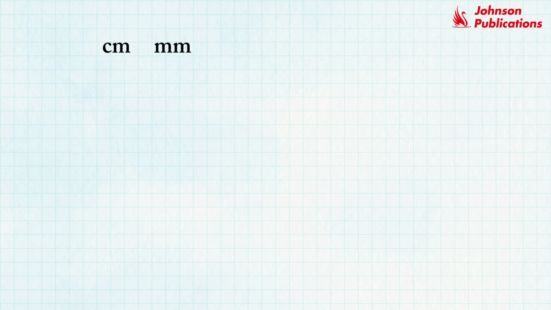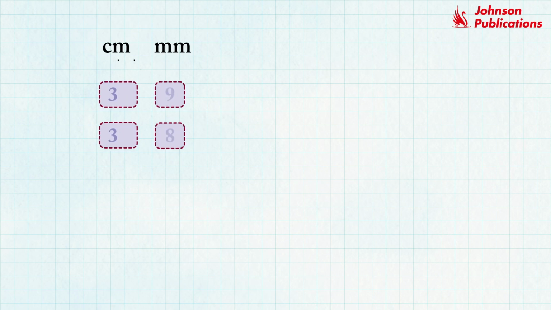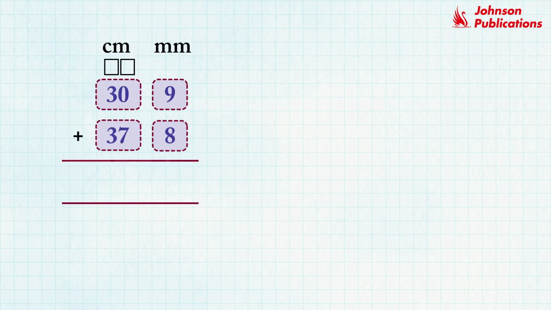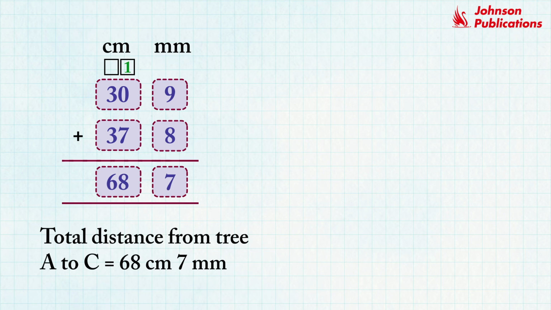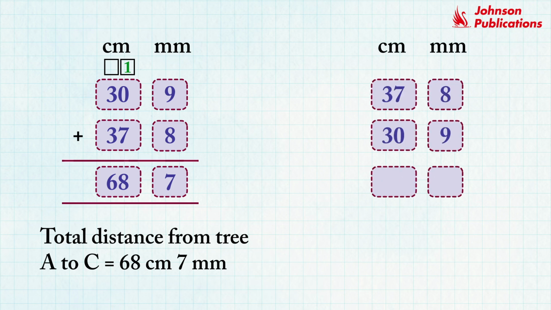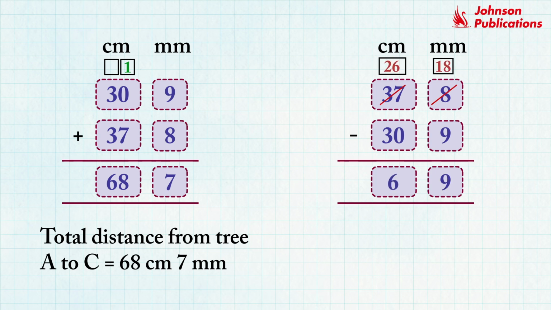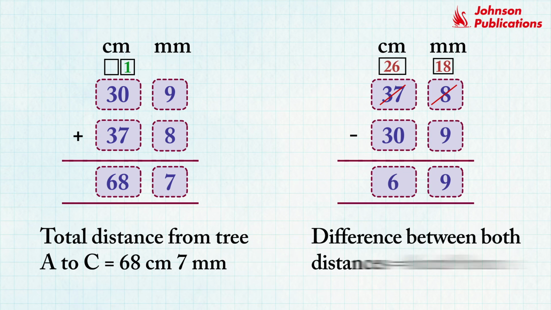To find the distance from tree A to tree C, add the distance from tree A to B and tree B to C. Total distance from tree A to C is equal to 68 centimeter and 7 millimeter. To find the difference between both distances, subtract the distance between tree A to B from the distance between tree B to C. The difference is 6 centimeters and 9 millimeter.